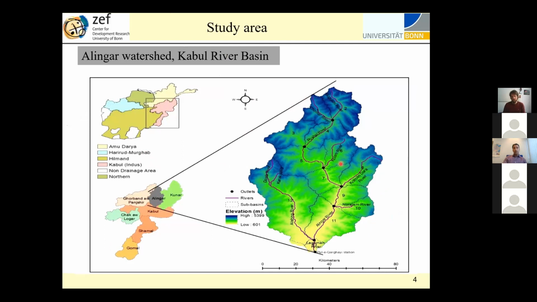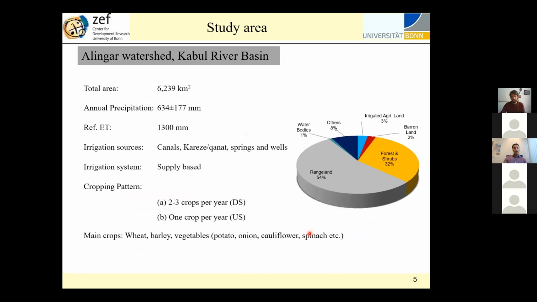So we consider this area extremely heterogeneous. You see the elevation difference: downstream is around 601 meters above sea level, and then up to almost 6,000 meters above sea level. Similar is the cropping heterogeneity, or cropping pattern heterogeneity. Soil conditions, for example, are very different between upstream and downstream.